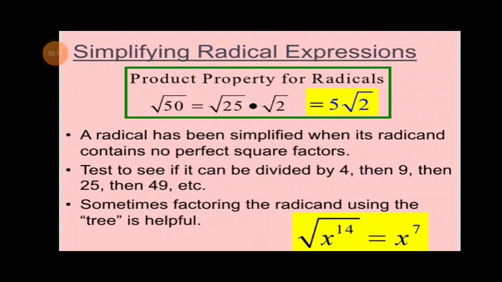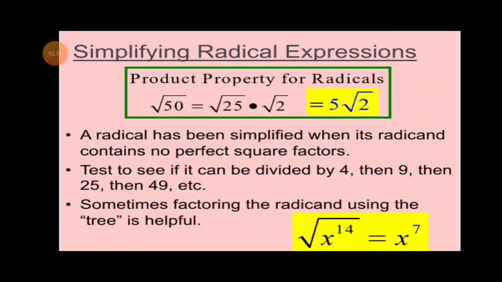Next, product property for radicals. So we have an example, the square root of 50. The square root of 50 is equal to the square root of 25 times 2. Again, we need to find two numbers that when we multiply, our result is just the same as our given equation.